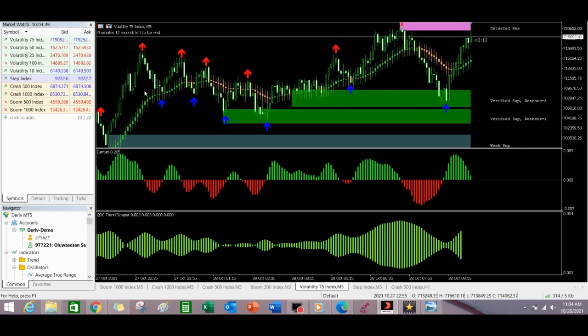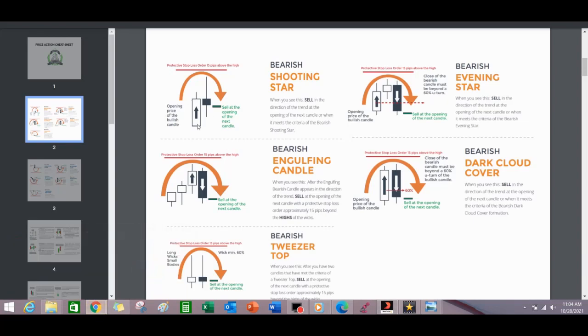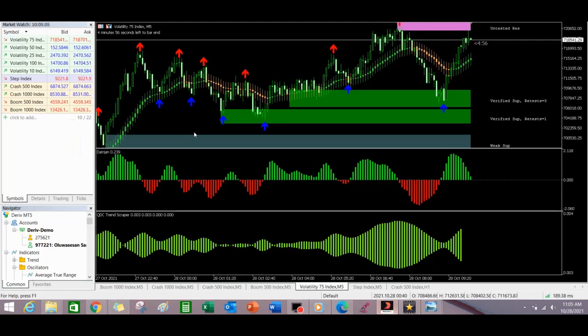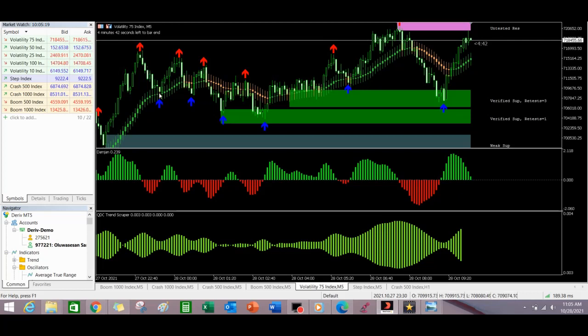Let's see more. Right here is another one called a shooting star. You can see this particular one, the shooting star, right here. You can see the bullish candle and the small bearish candle beside it. The next candle that appears should be where you start selling. You can see that it sold off for a while. So that is the way it works. These are how you can identify them.